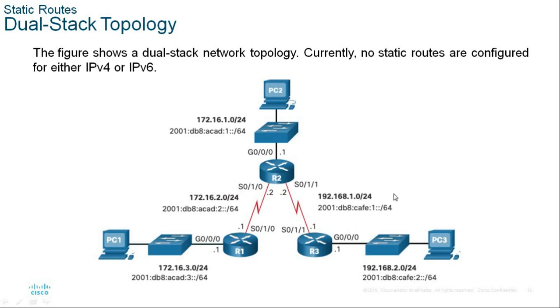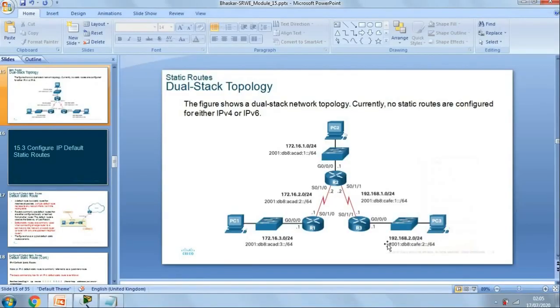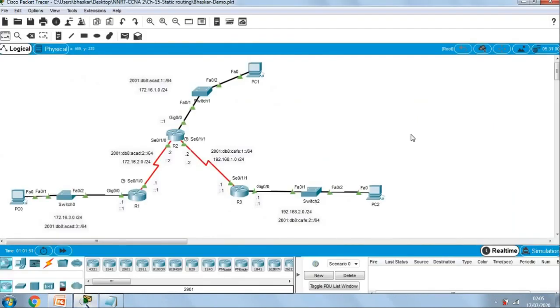Now we are going to configure the next hop as well as directly connected static routes. How are we going to configure them? We are going to see now. The same topology I discussed before, I pre-configured here. This is one LAN network, this is the other LAN network here, and this is the other LAN network here.